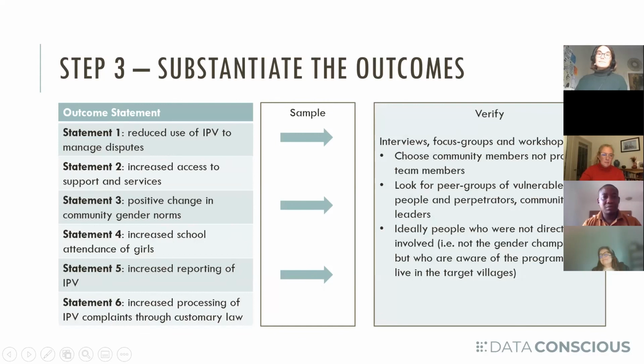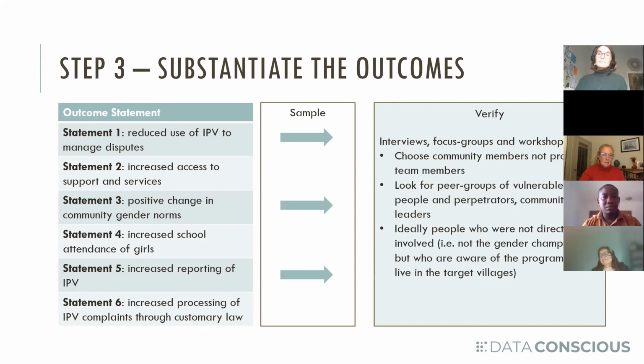The way that you verify is you reach out to community members who were not program team members and were not closely related or taking part in the program activities. So not gender champions, not faith leaders, people who are perhaps interacting with faith leaders, or people who perhaps saw the gender champions doing their work, but not people that you've directly influenced in your program. It's the indirect population, right? The people for whose lives you're hoping to change.